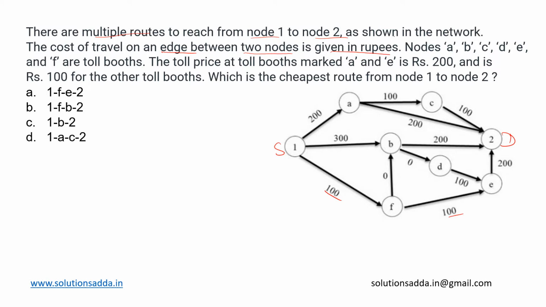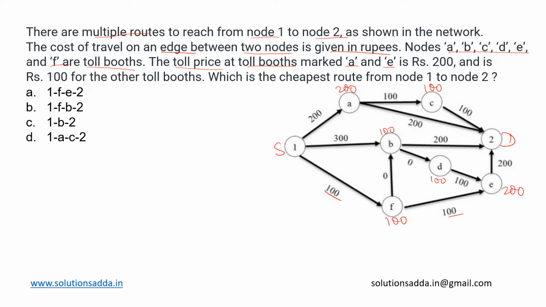And also there are the nodes A to F, which are the toll booths. The toll price at these booths marked A and E is rupees 200 each. And for the other toll booths, it is just 100 rupees. So basically, if we cross any toll booth, then we shall need to pay this price. So there is a price for both the edges as well as the toll booths.